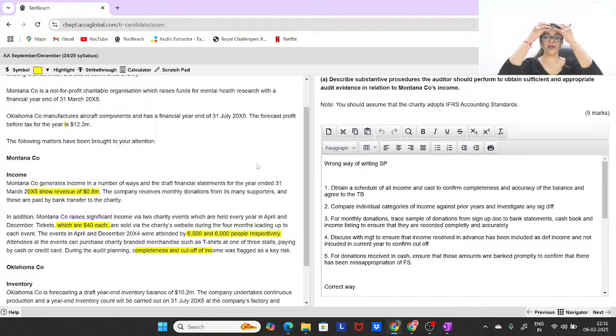Okay, let's start with the case study, and after every substantive procedure question that we solve, I'll be taking a doubt session, and people can let me know if it is clear to you or no, right?